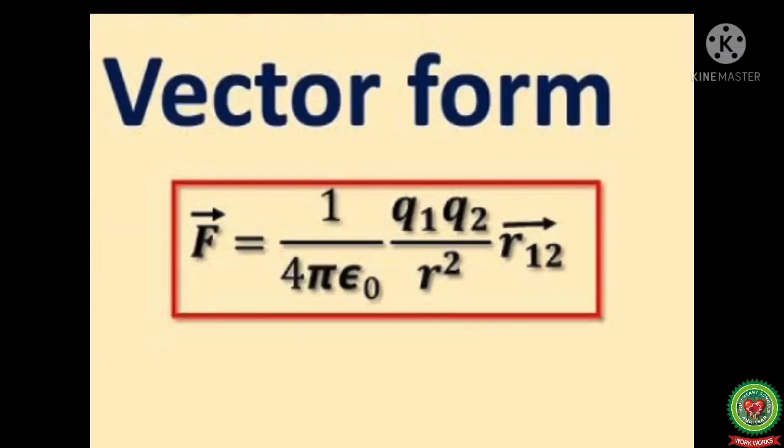Hence, we can say Coulomb's law in vector form can be written as F equal to 1 over 4 pi epsilon naught Q1 Q2 over r square into r cap. Here r cap is a unit vector.